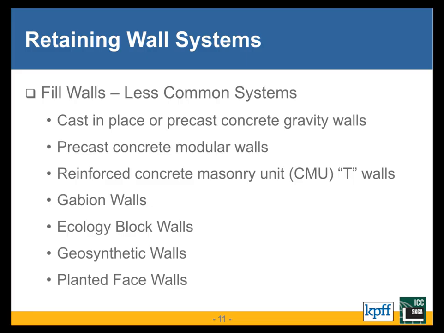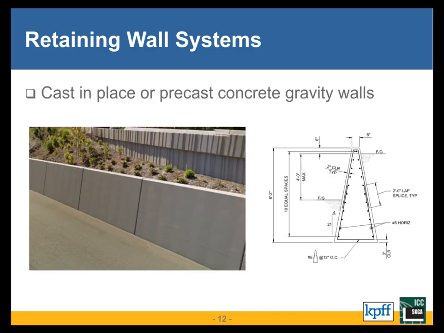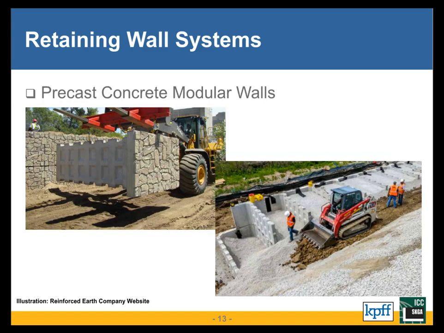Some less common fill wall types, and I won't read these all off here, but instead I'll just show you some pictures or graphics for each of these. So what I've called a gravity wall, which most commonly in my experience these days is used for retaining barriers along roadways. And by that I mean it really is relying primarily on its own mass as opposed to, say, soil weight to provide stability. So it doesn't have a footing, it's really just primarily getting stability from the mass of the concrete.